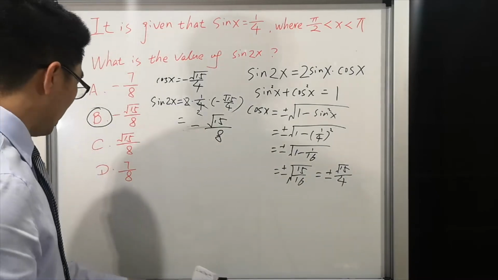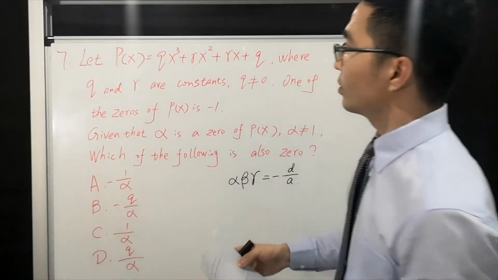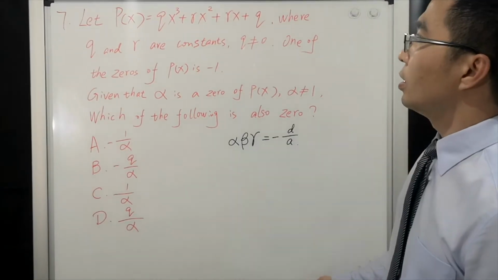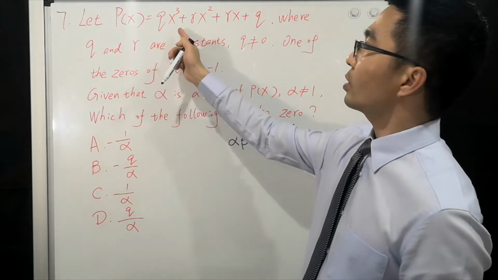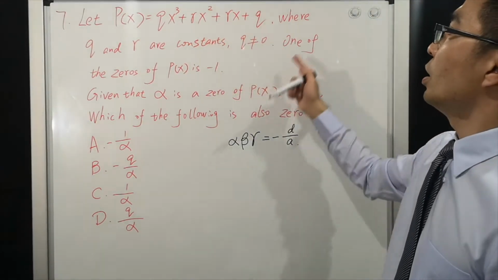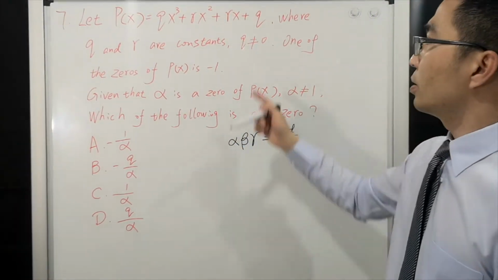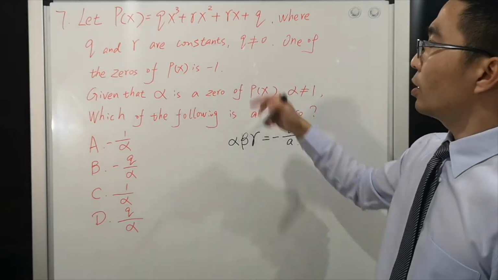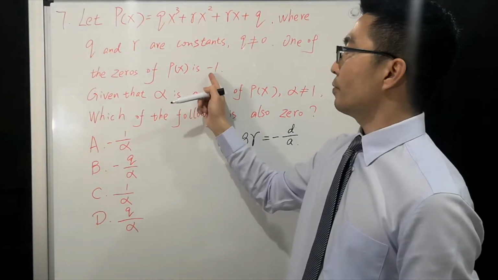Okay, go to question 7. Here is a cubic equation. Let P(x) equal Qx³ plus Rx² plus Rx plus Q, where Q and R are constant numbers, and Q is not 0. One of the zeros of P(x) is negative 1.